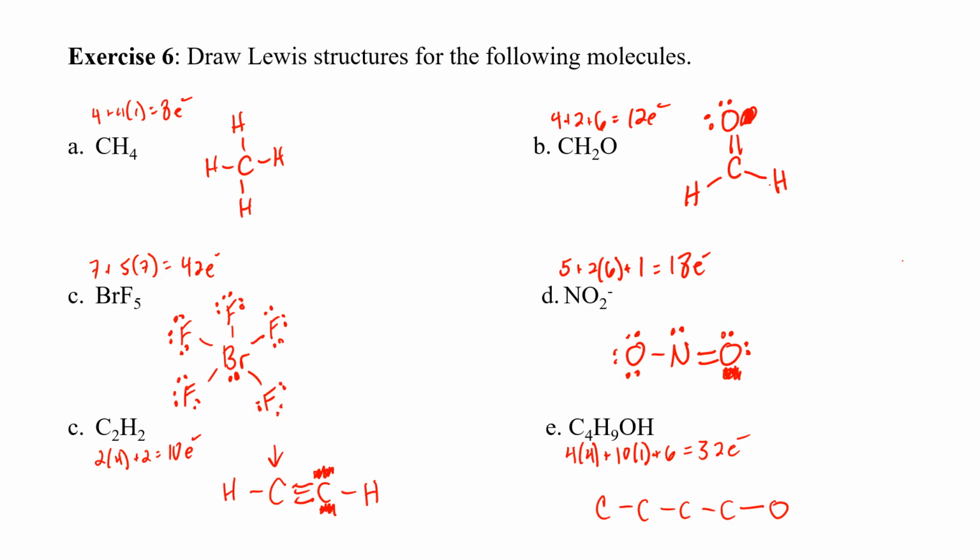Now we're going to add our hydrogens to make each of the atoms happy. Oxygen likes 2 bonds, so we're going to give it that hydrogen. Carbon likes 4, so let's make each of our carbons happy. There we go. We've got 2, 4, 6, 8, 10, 12, 14, 16, 18, 20, 22, 24, 26, 28. I've used 28 electrons. I've got 32, so I'm going to have to put some extra electrons on the oxygen. And our Lewis structure is done.